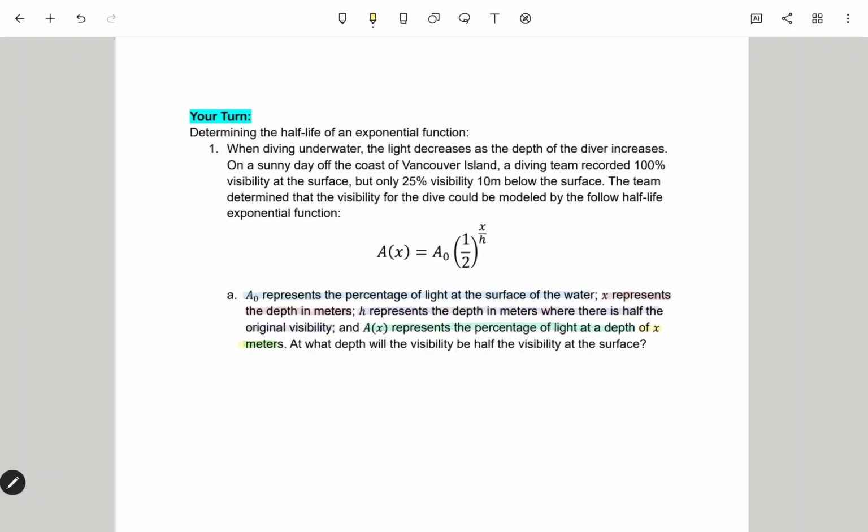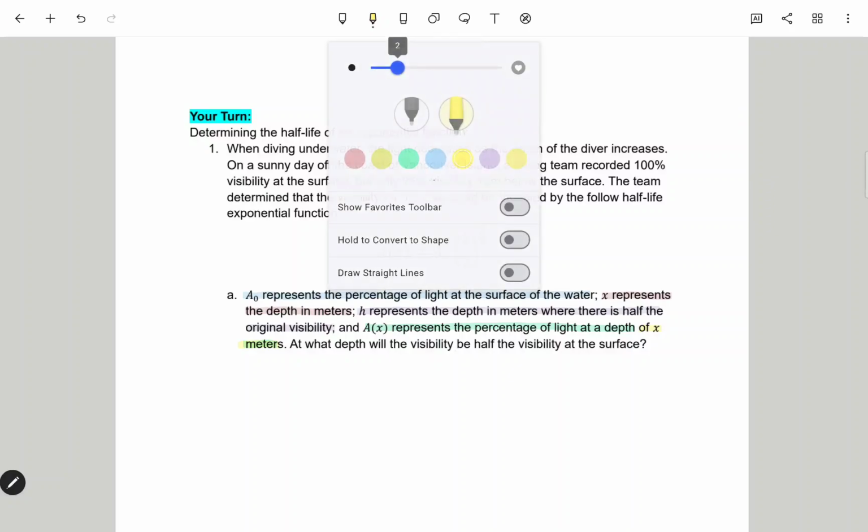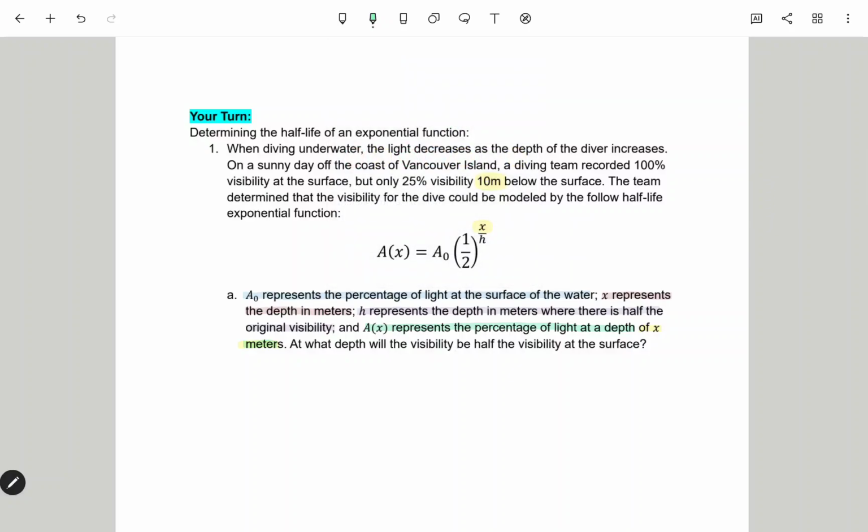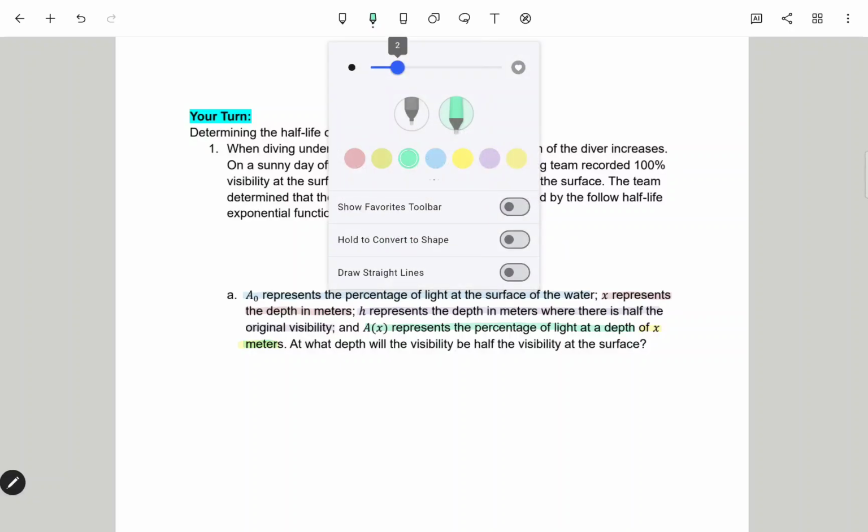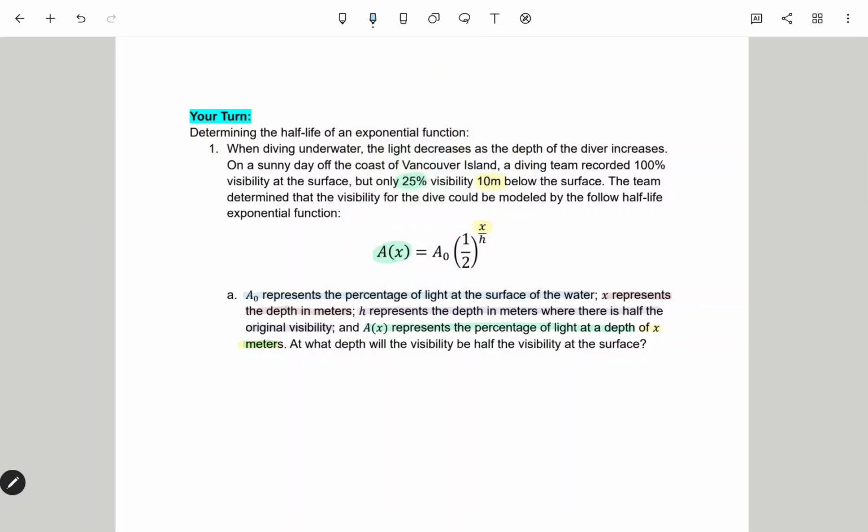All right. So we're going to use this to help us color code our formula and the information. So x meters is going to go here in this formula sheet, and we right now know that we are 10 meters below the surface. A of x represents the light at that depth, so at 10 meters we're at 25%, and that's our a of x. A naught represents the percentage of light at the surface. Well, we had 100% at the surface, so that's going to be our a naught.